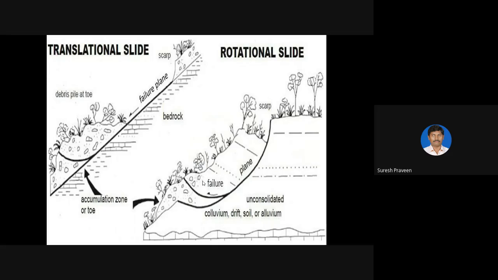You can identify clearly here what is happening in the translational slide and the rotational slide. In the first picture, the huge soil mass is failing on the top of the bedrock, right? But in the second diagram, you can see the huge mass of the soil failing in the embankment and coming out to the free face, right? So these are the general phenomena that happen when the embankment fails.